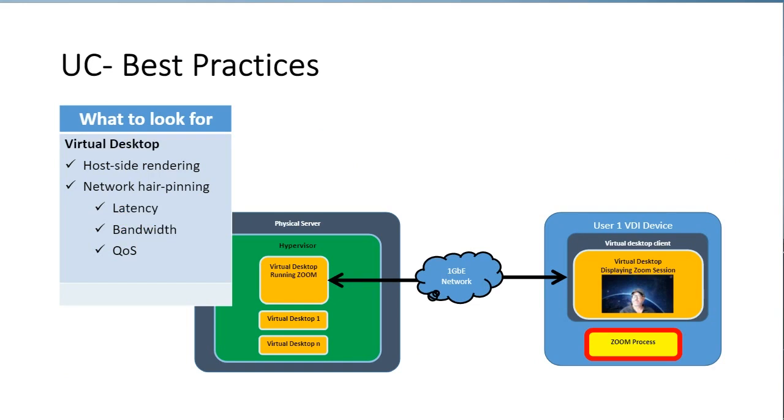Another thing it does is it decreases the networking, because the networking goes directly out of the client to the other UC communication. It doesn't have to go all the way to the data center, to the virtual machine, and back out. It short circuits that and goes directly to the other VDI client.